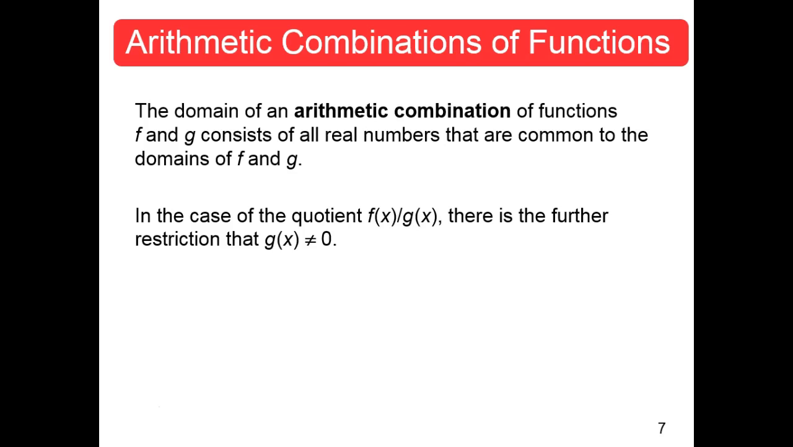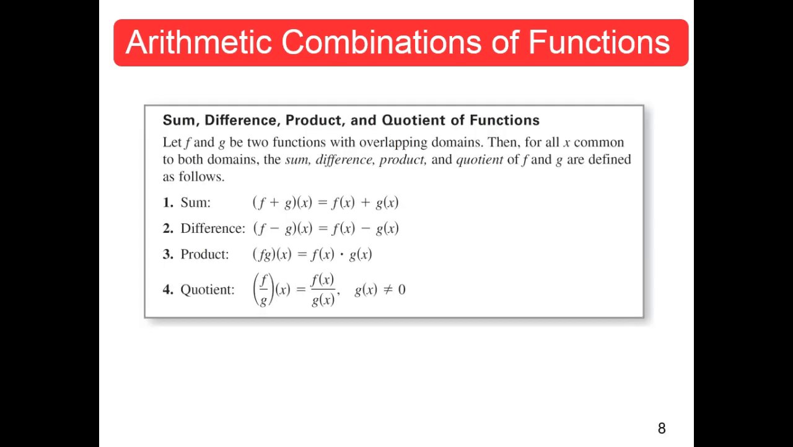In the case of a quotient, you have one further restriction. Anything that made that denominator equal to 0, you have to restrict that as well. So you had some restriction maybe on g to begin with, but then you added some more. If g of x could have been 0 up there, it can't be down here. So you have other restrictions possibly.